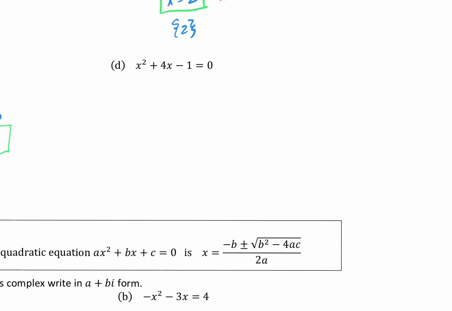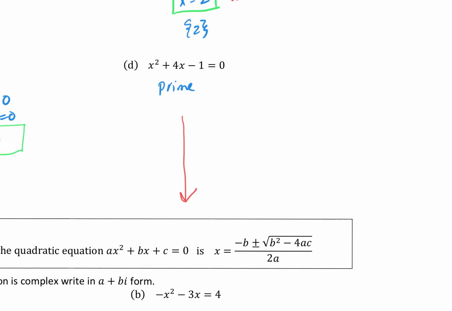The last example would be D, x squared plus 4x minus 1 equal to 0. Well, unfortunately, this is prime. I can't factor it and then break it down into the factors equal to 0. Since I can't solve this by factoring, and I can't use the previous square root property because I have that 4x there, that linear term, what I'm going to do is look at the go-to way to solve equations, which is our quadratic formula.